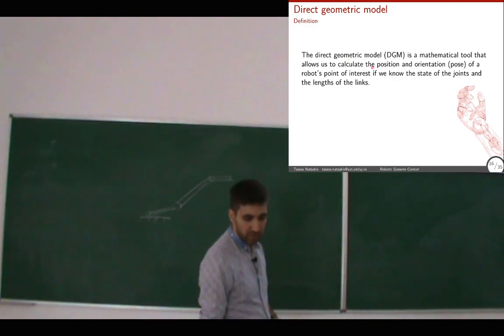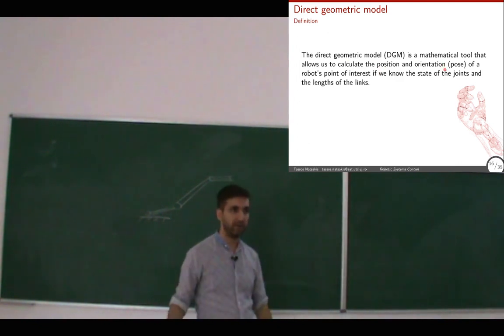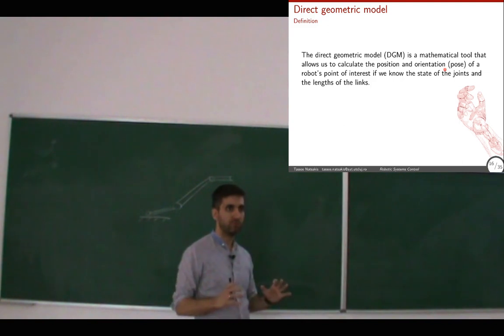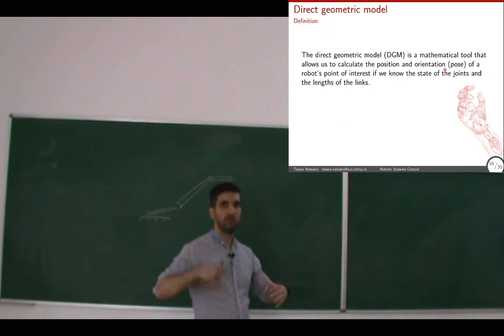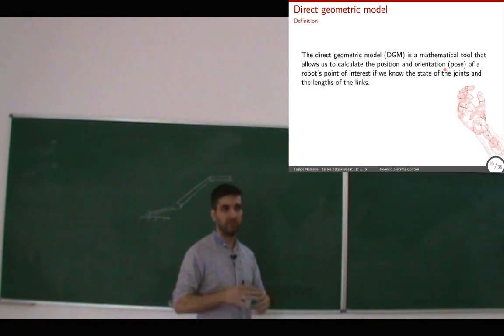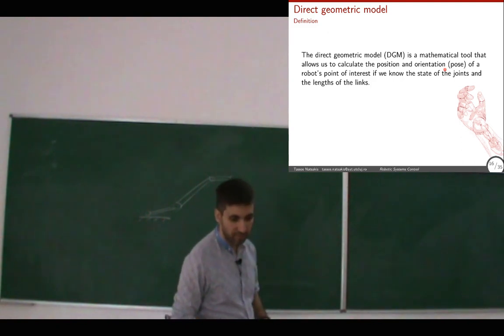Now, I want you to get used to these two things together. I'm not going to say all the time position and orientation. We call this pose, the pose of the robot, which means the position and orientation of the robot, of the end effector. Okay? Pose.